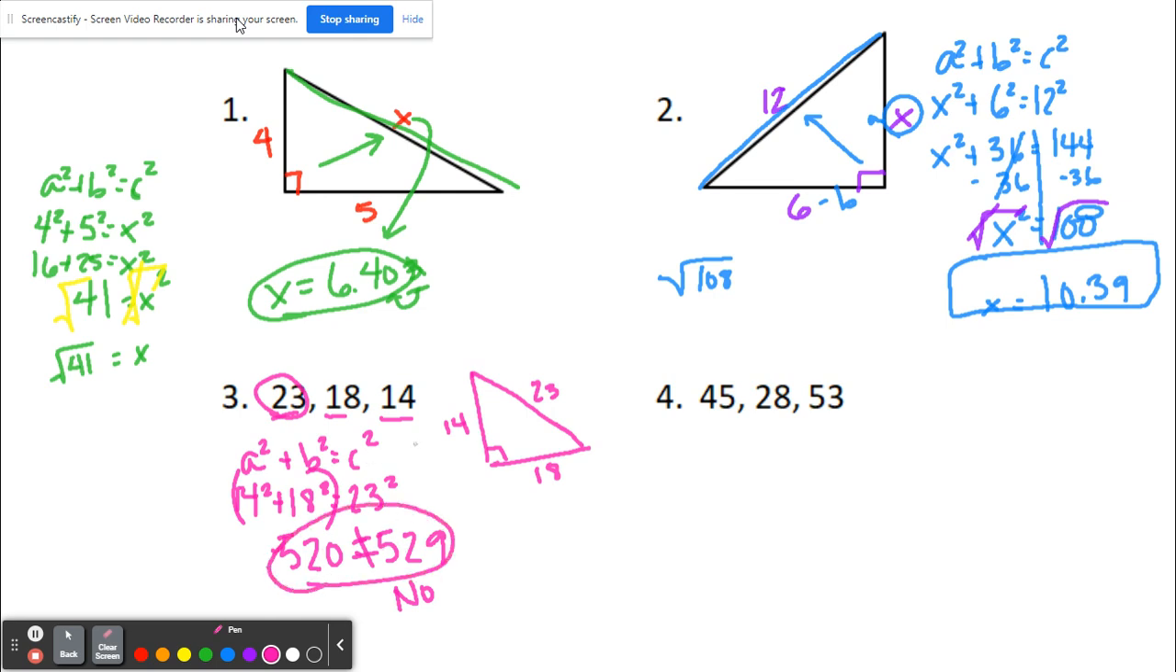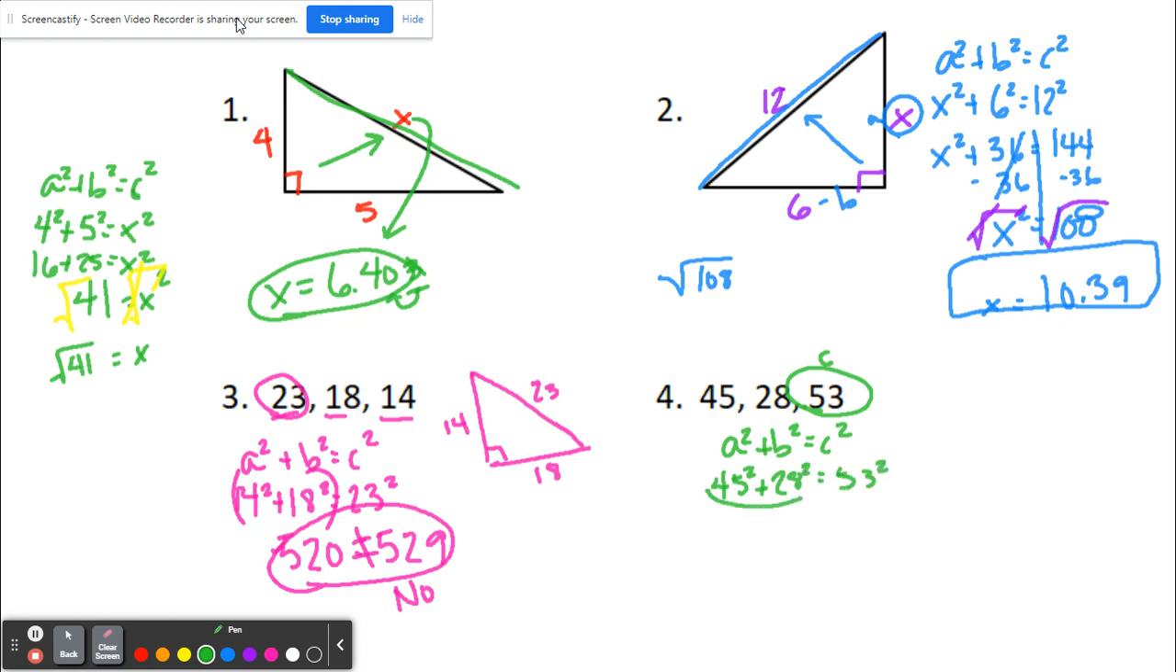So that's how I use the Pythagorean theorem to test whether something is a right triangle. All right, let's do one more. Sorry, I was trying to change colors. So looking at these numbers, see how this is the biggest number. That means that's the C. So these are the A and the B. I'm not going to draw a figure this time. We'll just go straight to the formula. A squared plus B squared equals C squared, and plug these numbers in. So 45 squared plus 28 squared equals 53 squared.